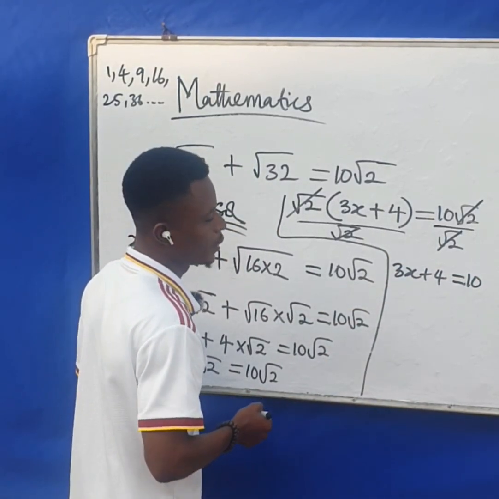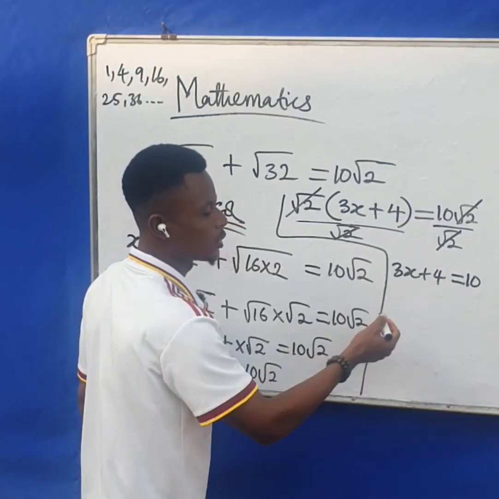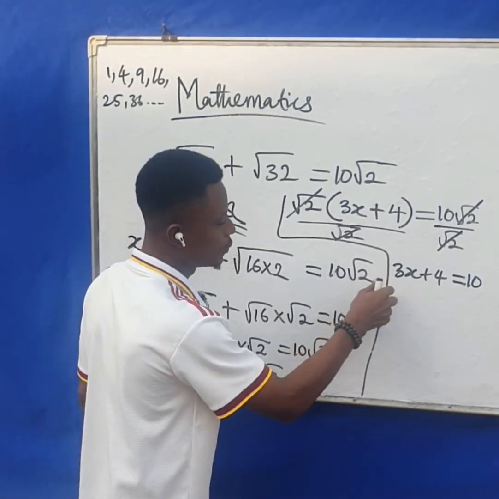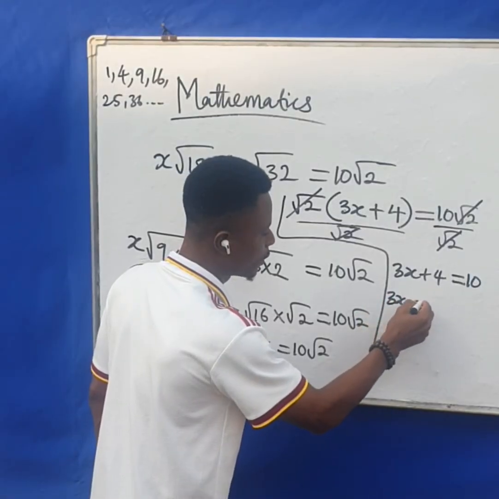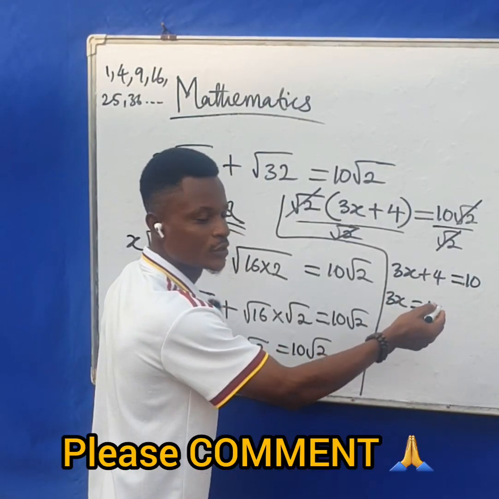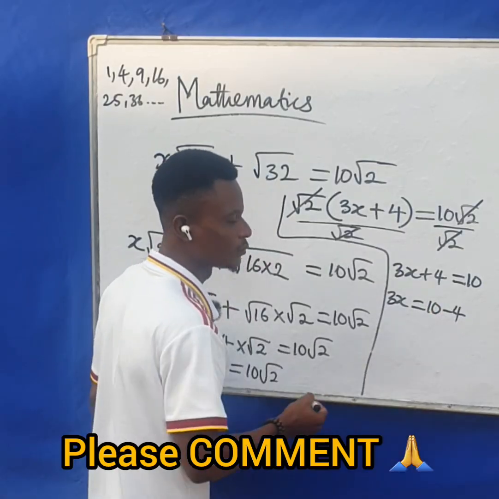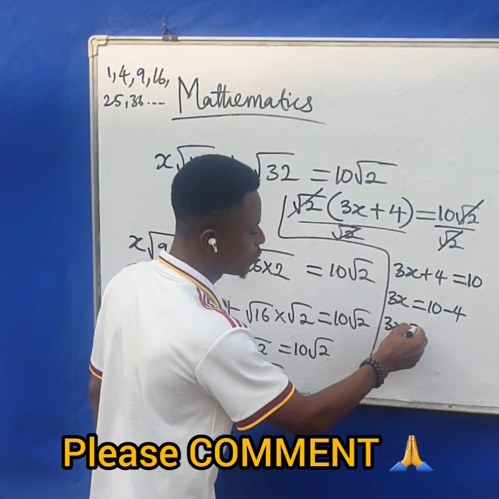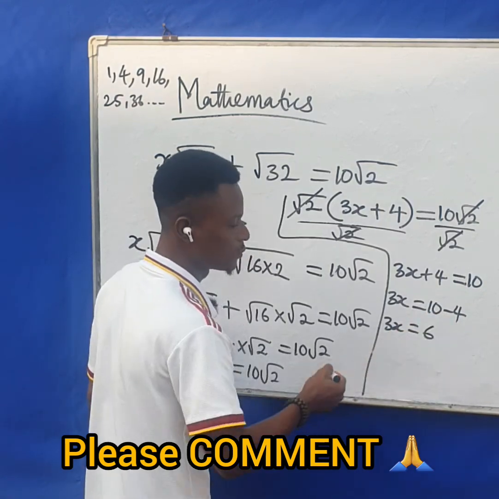Now the next thing to do is to collect like terms. So we are going to move this 4 to the right hand side of the equation so that it will meet with its 10. When we do that, we are going to be left with 3x equal to this 10. When this positive 4 crosses to the right, it changes to negative 4. Now we have 3x equal to 10 minus 4, that will give us 6.